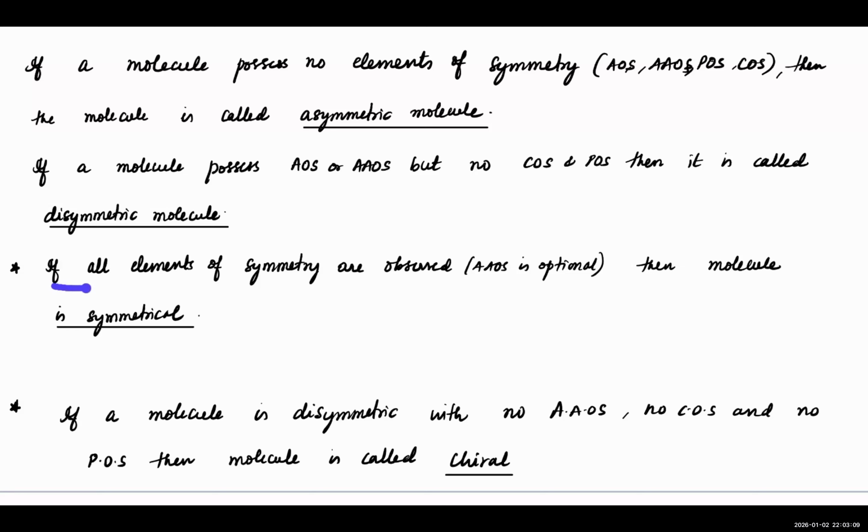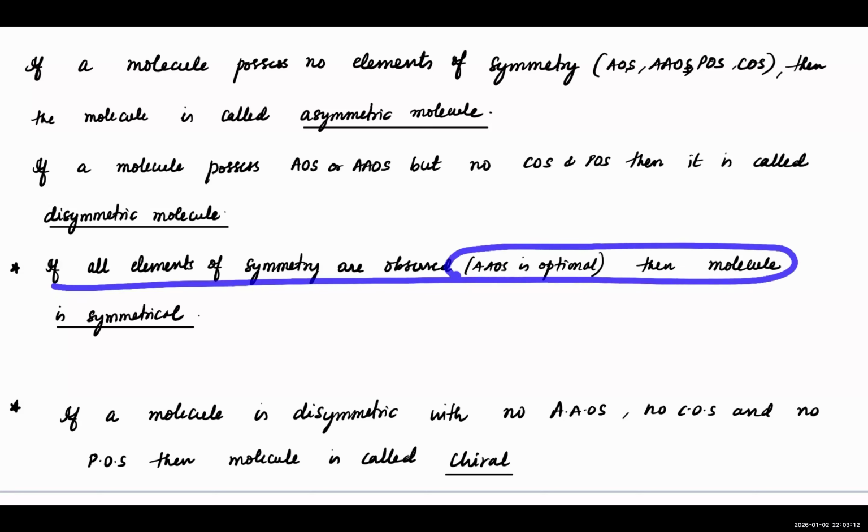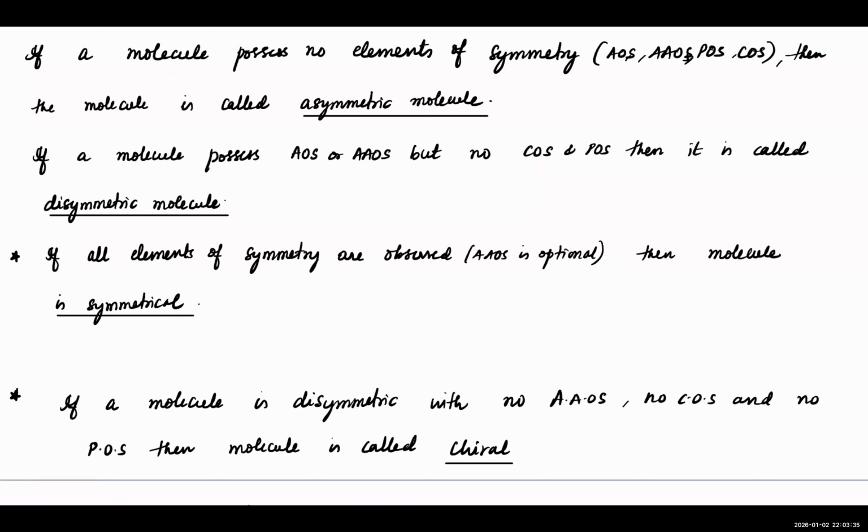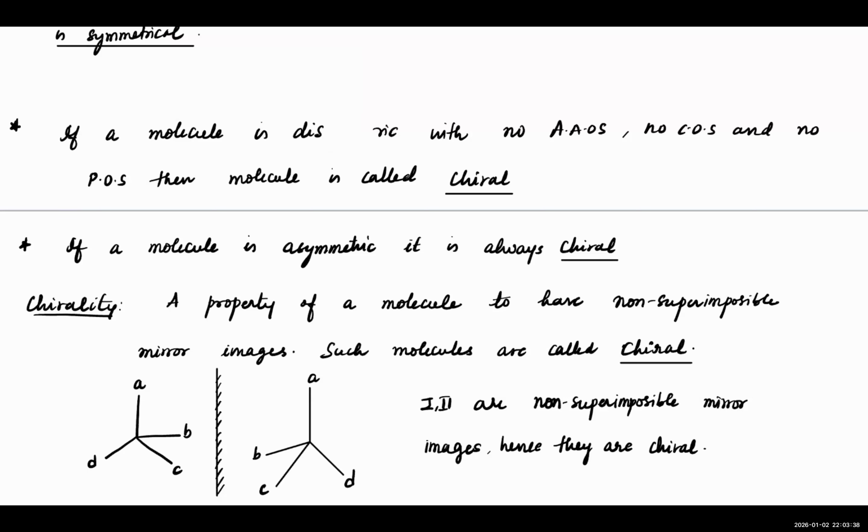And if all the elements of symmetry are observed, here the alternative axis is usually taken as optional, but if all the other elements of symmetry are observed, that means the molecule is symmetrical. Why it is taken as optional is, if all of them are the same, there is no point of discussing the alternative axis of symmetry, because that will anyway be symmetric. And if a molecule is disymmetric, with no alternative axis of symmetry, no center of symmetry, and no plane of symmetry, if these three are absent, then the molecule is called chiral.